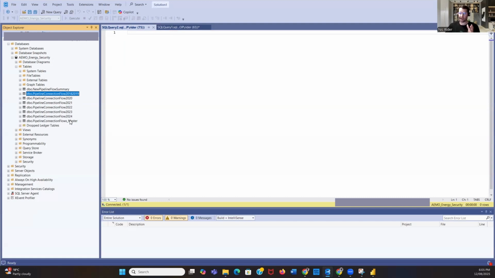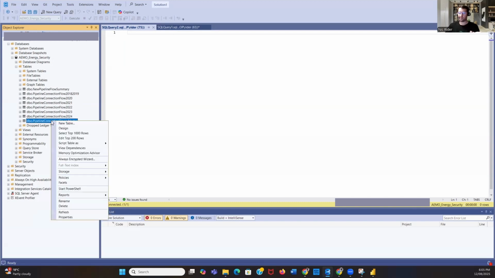What I did was write a SQL query to connect the pipeline connection flows to create a master table, which is down here. Okay. And then I wrote another SQL query to develop the new pipeline flow summary table here. Okay. So I'll just show you quickly how this looks.